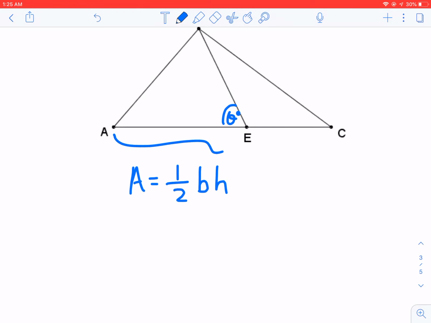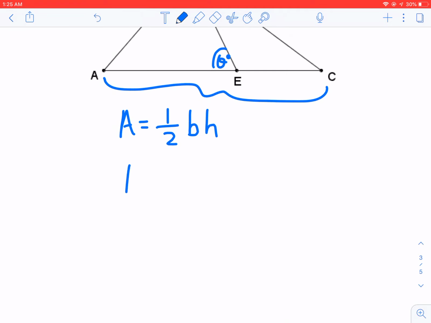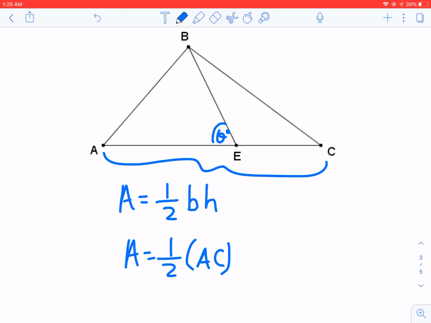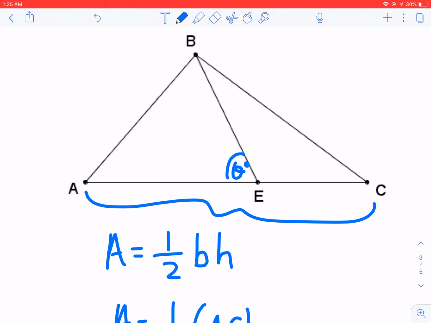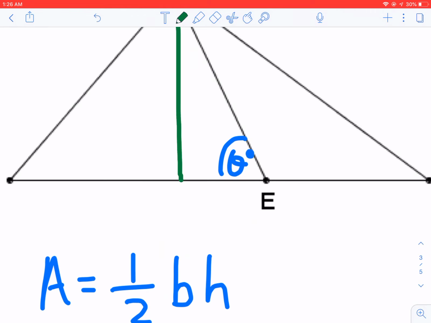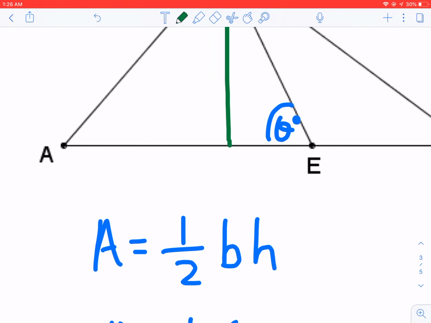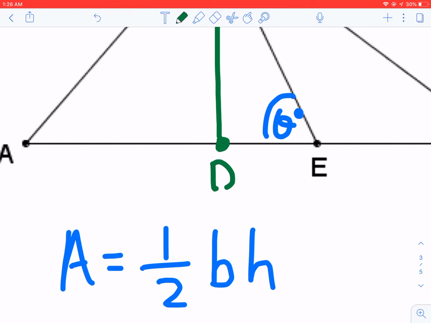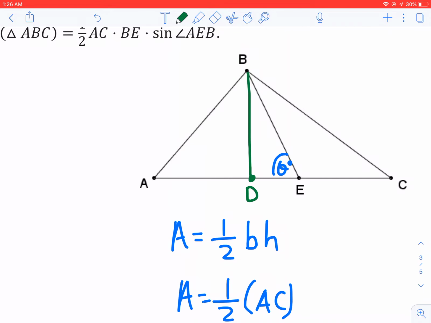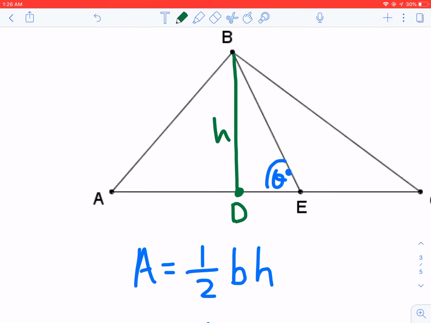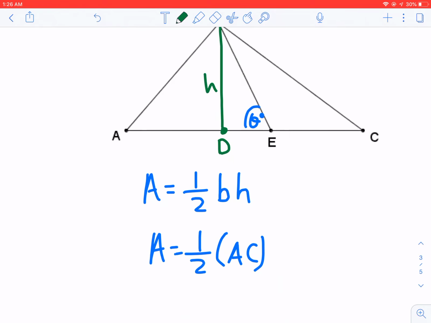So the base of this triangle is AC. If I make that the base, then our height would have to be perpendicular to that base. So let's say that is BD. We don't have a D, so let's call that D. So BD, and I'll label BD h, that's the height.